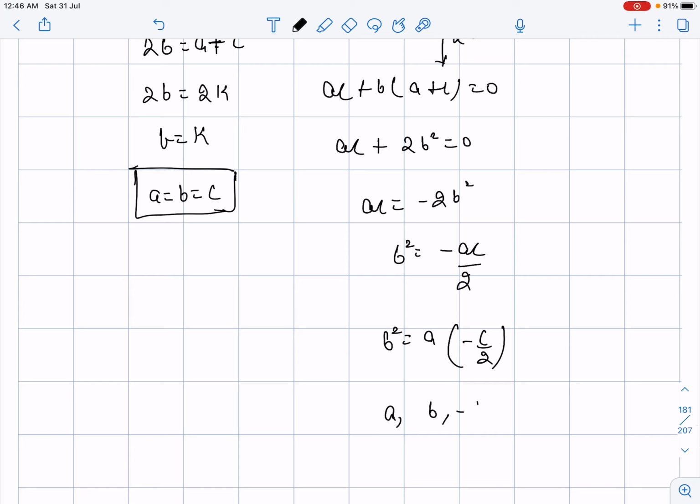A, b, minus c by 2 are in GP; also it could be. That was only to be proven by us. A, b, minus c by 2 can be in GP. So now let's move on to the next question.